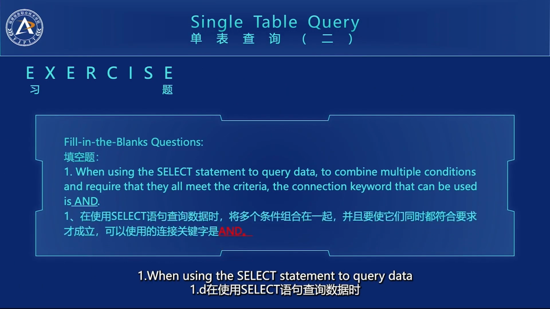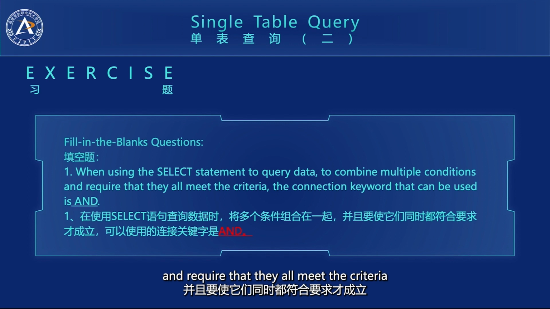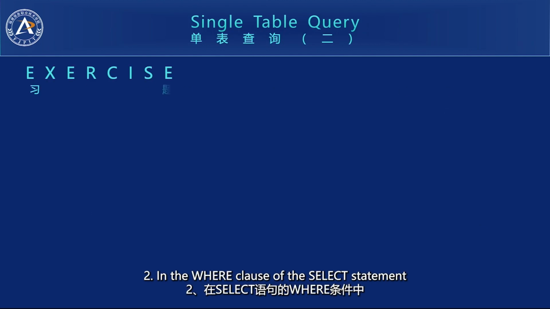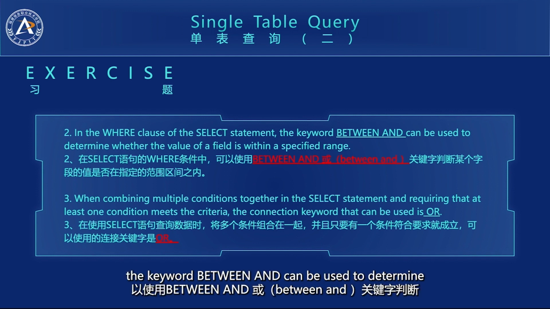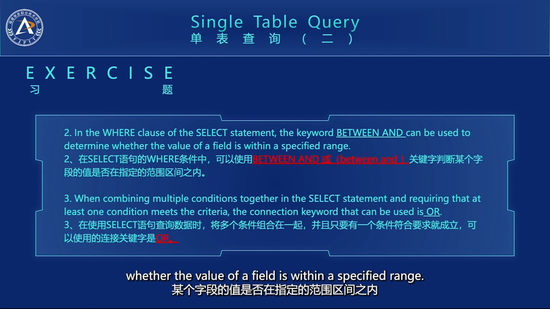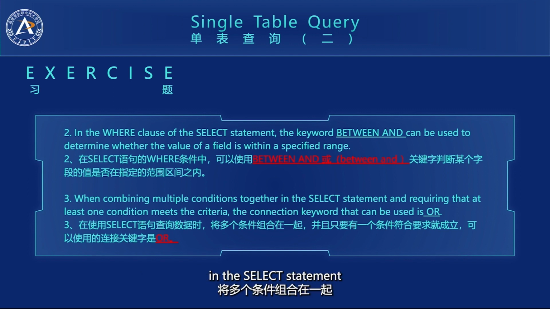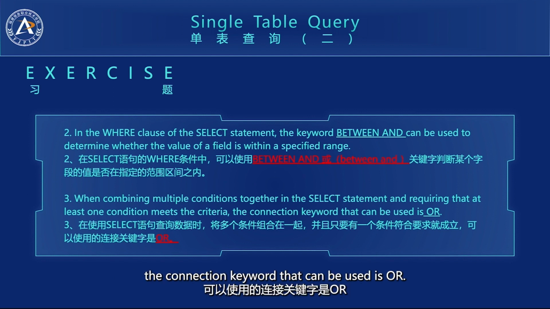Fill in the blanks questions. 1. When using the select statement to query data, to combine multiple conditions and require that they all meet the criteria, the connection keyword that can be used is AND. 2. In the where clause of the select statement, the keyword between and can be used to determine whether the value of a field is within a specified range. 3. When combining multiple conditions together in the select statement and requiring that at least one condition meets the criteria, the connection keyword that can be used is OR.